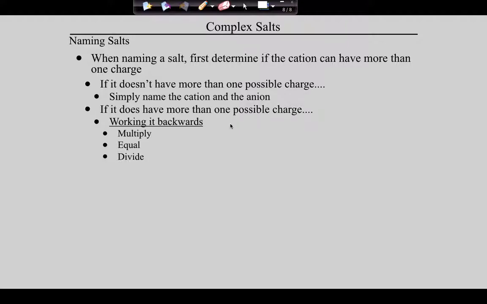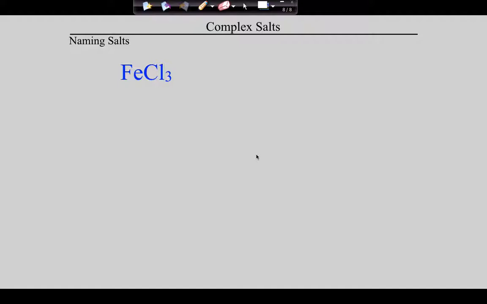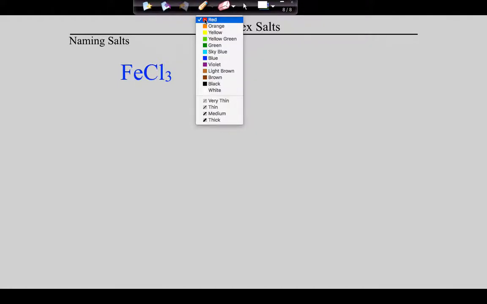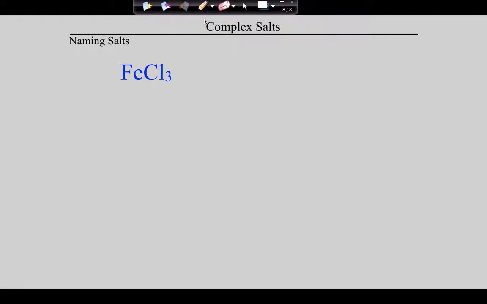So let's look at some examples. The first salt that we're going to write the name for is FeCl3. The very first thing that we do is we look up the positive ion. Looking on your periodic table, you'll see that Fe is element 26, and sure enough, it can have more than one charge. It can be +3, +2, or +6. So we need to figure out what that charge is. The way that we do this is through the process of working it backwards. So get this in your notes, and then join me as we do this.